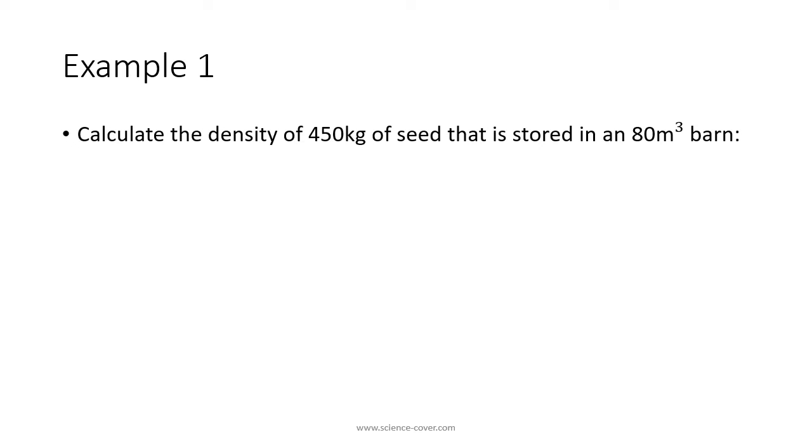Example 1. Calculate the density of 450 kilograms of seed that is stored in an 80 meter cubed barn. Well, first, to calculate the density, we need to take the mass and divide it by the volume. Now I can substitute in the values I'm given in the question. Mass is 450 and the volume is 80 meters cubed. 450 divided by 80 is 5.5, and the unit for density is kilograms per meter cubed.